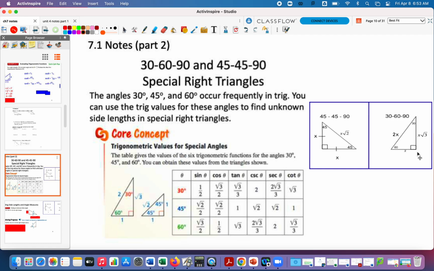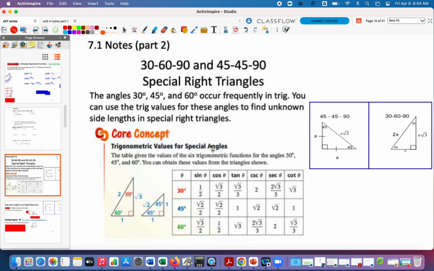Okay. On a 30, 60, 90 triangle, most things are actually based off of the 30-degree angle, so what's across from that. So across from 30 degrees is the x. If you double that, you get the hypotenuse. If you take that value, that x, and times it by root 3, you get the longer leg that's across from 60. So that's the relationship here.